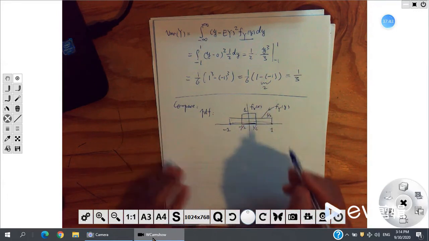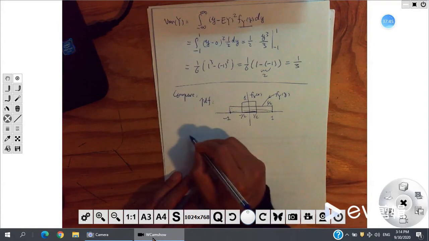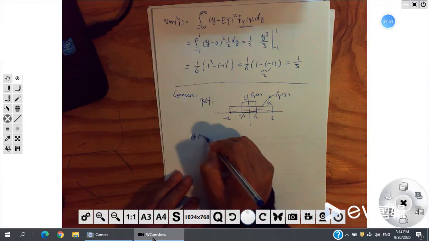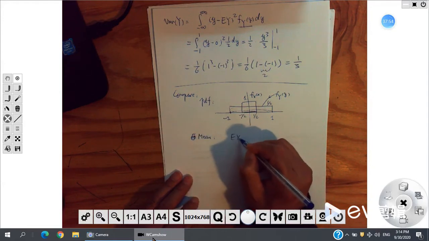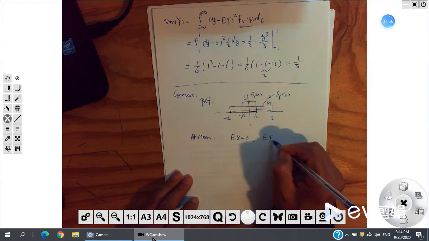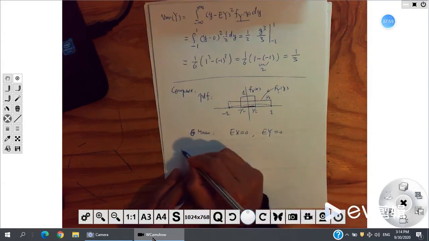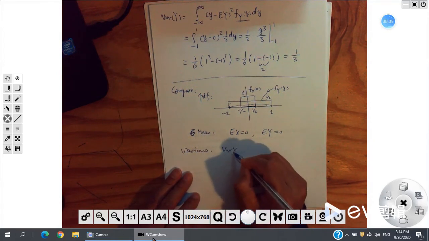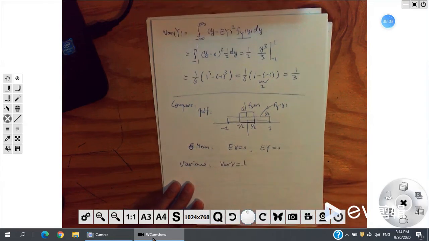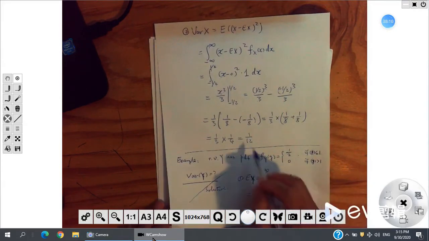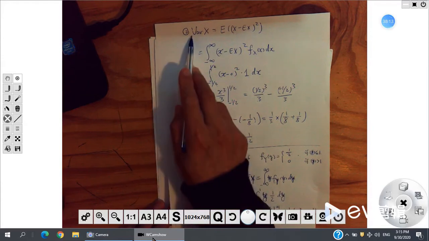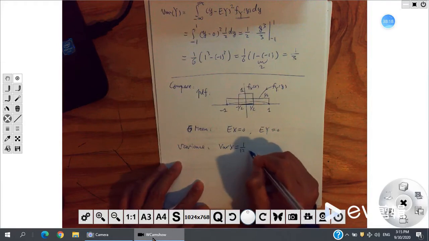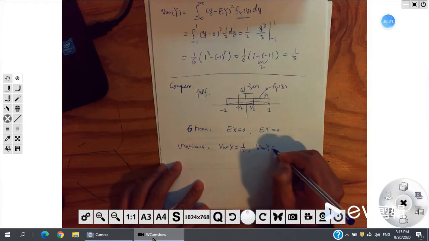More wider, right? And the variance, then the mean. Ex is 0 and Ey is also 0. Both are zero mean. And the variance of x is 1 over 12. See, the variance of x is 1 over 12. And the variance of y is 1/3.